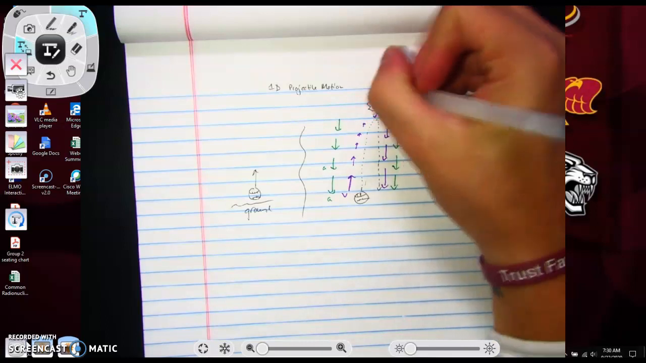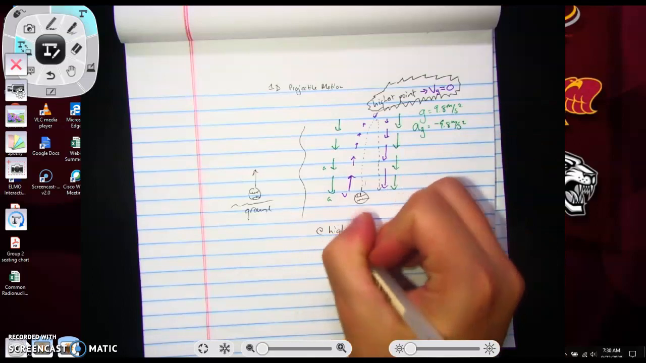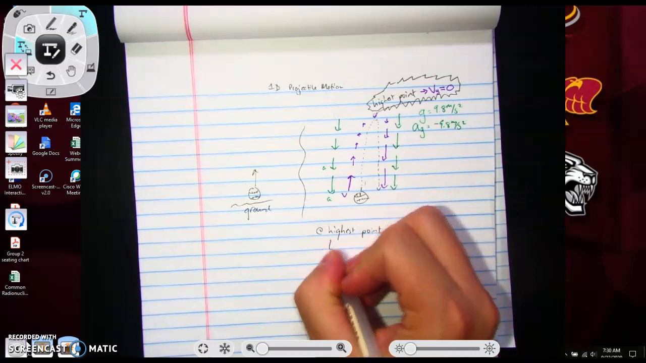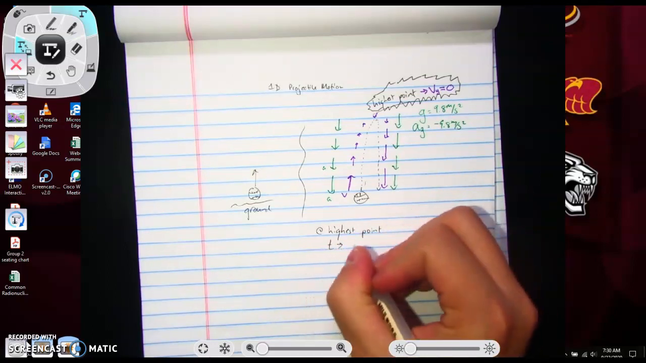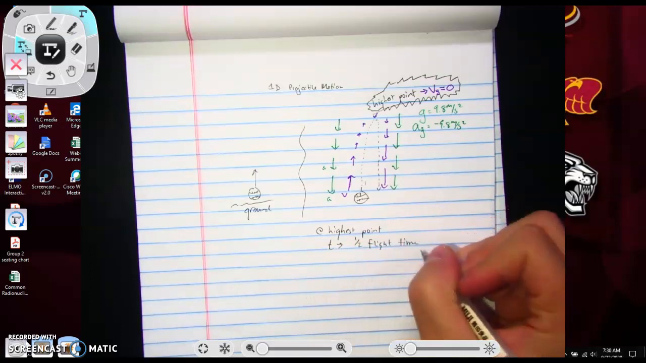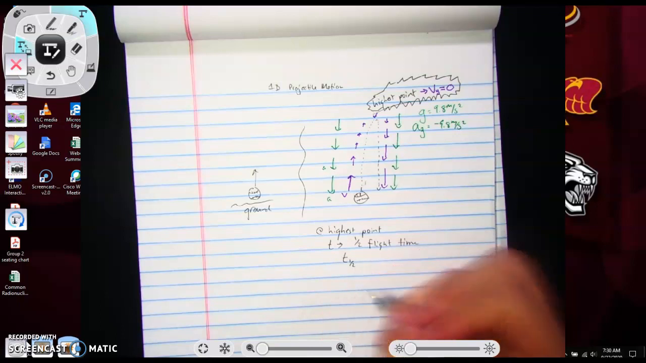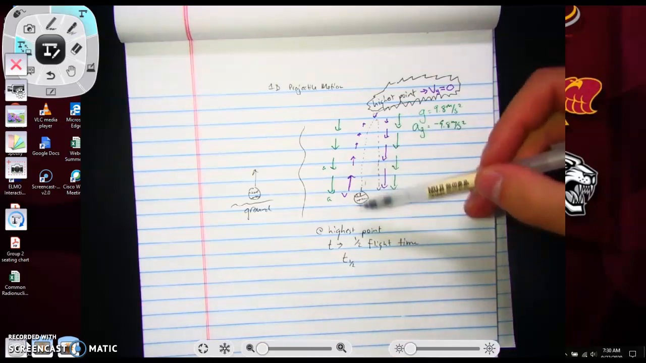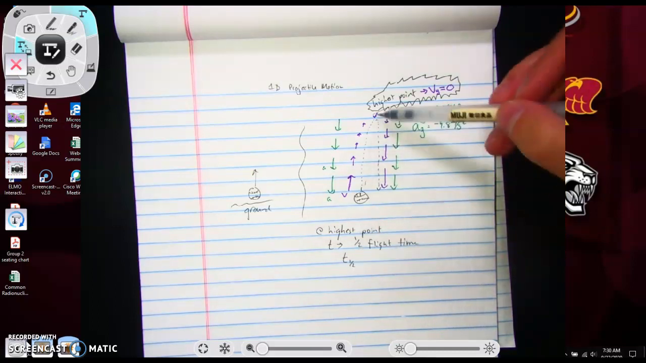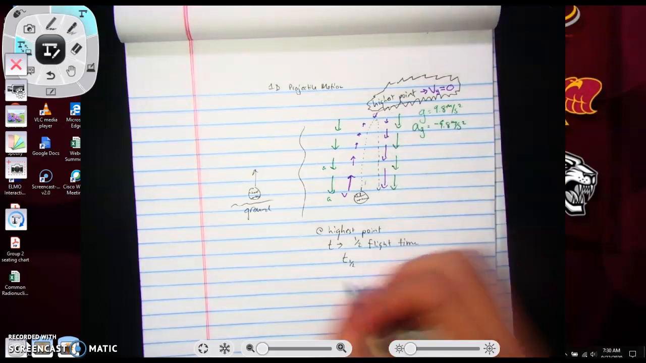Also at this highest point, the time is called the half flight time. So instead of actually calling it t, usually it's going to be called t subscript 1/2 to let us know it's the half flight time. So basically, half flight time is from the moment it's launched to the highest point. And if you double that, that gives you your total flight time.